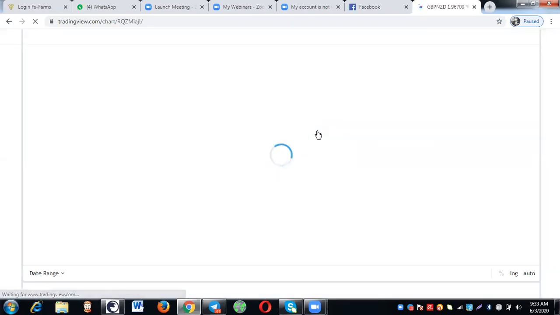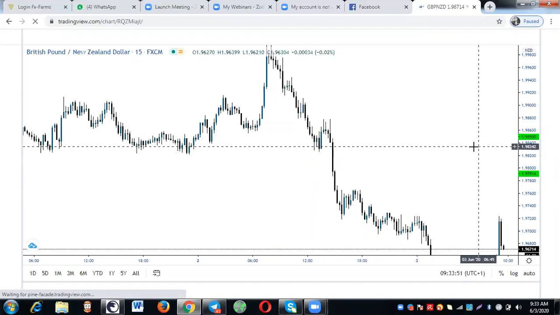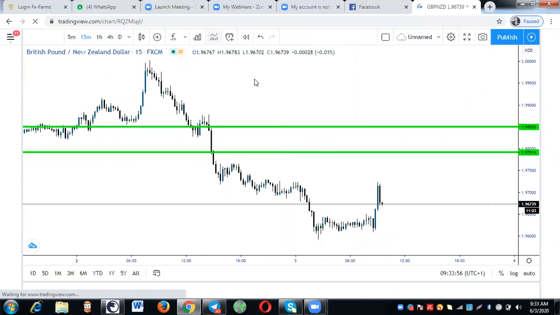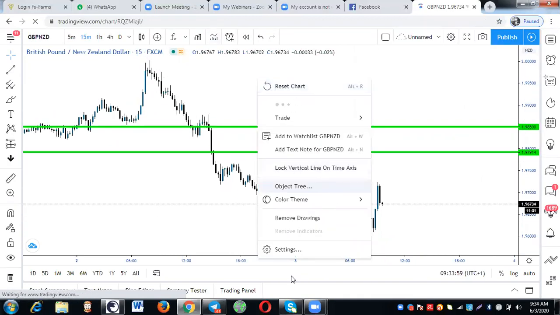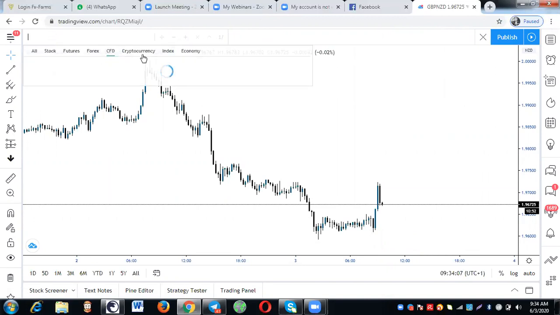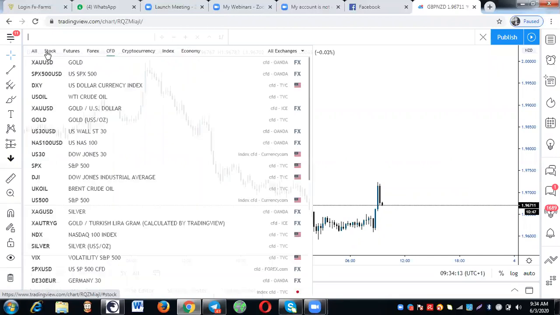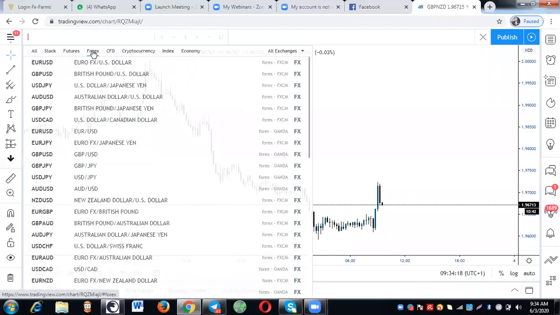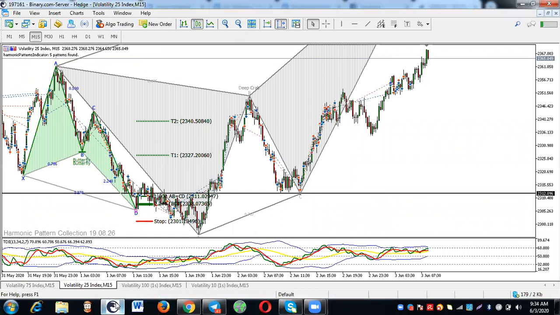Once you click on chart, it takes you to the chart area. This is the TradingView interface, and you're going to get used to how this works. Right here you have the different pairs. You can trade economic indices, cryptocurrency, CFD, forex, futures, stocks. You can have all of them listed, but I'm interested in just forex, so I'm going to click on the forex part.